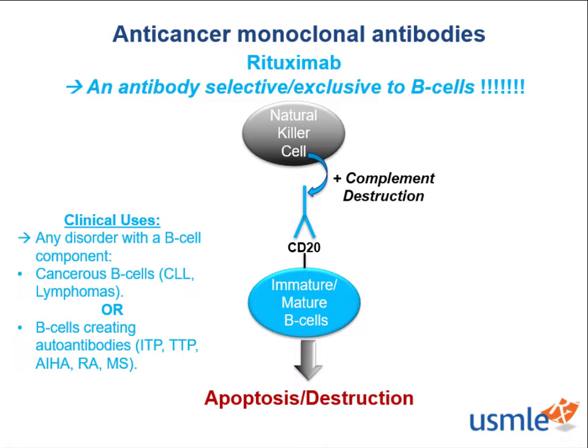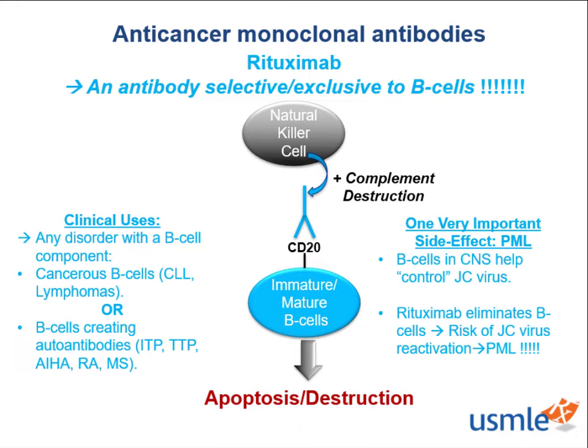For example, if the B cells are malignant, like in chronic lymphocytic leukemia or lymphomas, use rituximab. Moreover, if B cells are creating and releasing autoantibodies in autoimmune conditions such as rheumatoid arthritis and autoimmune hemolytic anemias, use rituximab to decrease the number of B cells and subsequently the number of autoantibodies those B cells can produce. In terms of side effects, there is one main side effect to know: the risk of progressive multifocal leukoencephalopathy, PML. Why is this a risk?